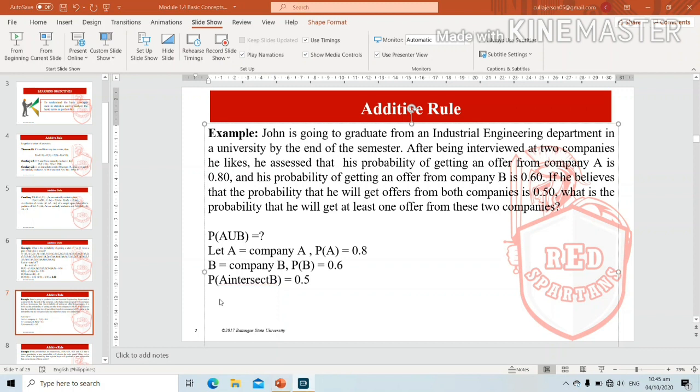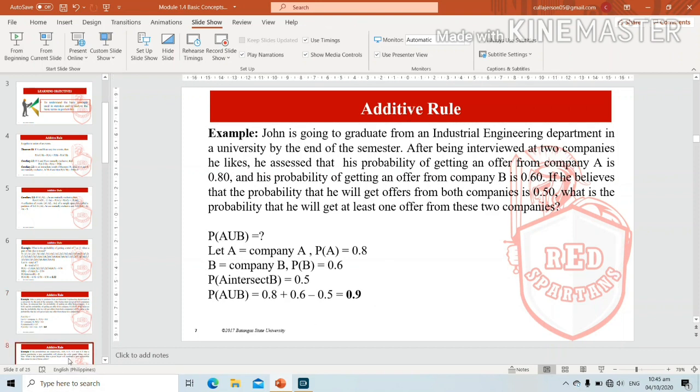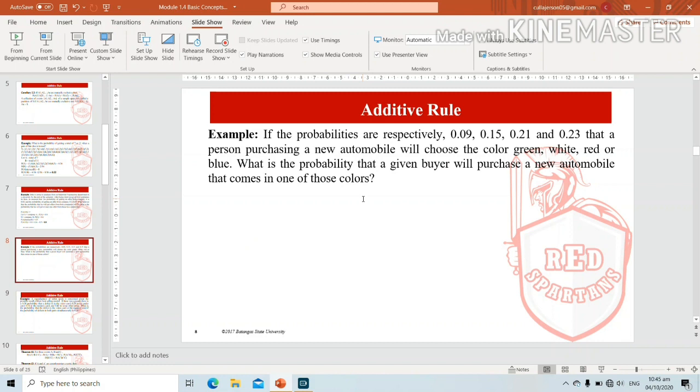So, using theorem 10, probability ng A union B is equal to ano ba yung ating probability ng A? 0.8 plus probability ng B natin 0.6 minus intersection ng dalawang company 0.5 equal to ito 0.8 plus 0.6 is 1.4 minus 0.5 is 0.9. So for this example, ito yung ating answer, 90%. So, proceed tayo sa next example.